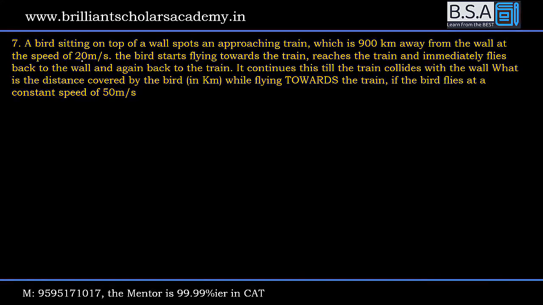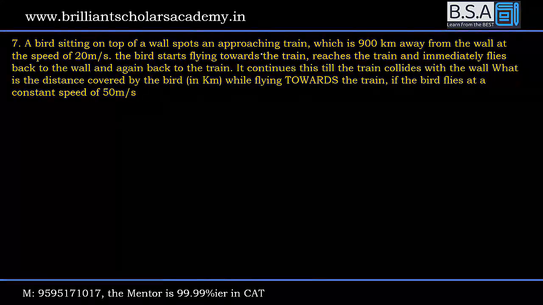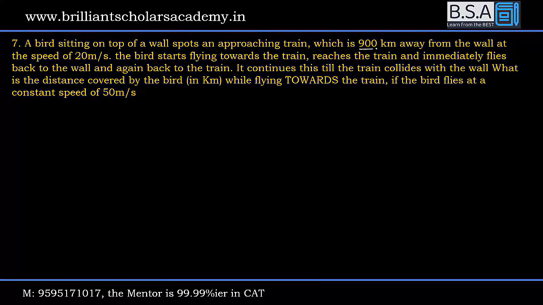A bird is sitting on top of a wall, spots a train which is 900 kilometers away from the wall at a speed of 20 meters per second. The bird starts flying towards the train, reaches the train, and immediately flies back to the wall and again back to the train. This continues till the train collides in the wall.